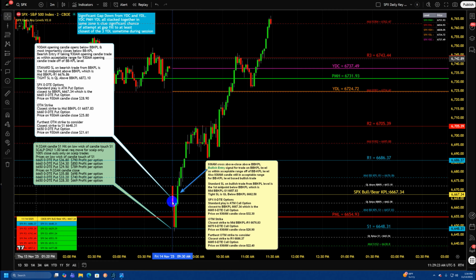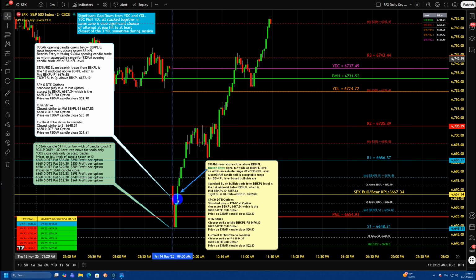And those acceptable ranges also apply to trades taken off of other main R or S levels below. So either the R levels above or S levels below, as we said earlier, you can take bullish or bearish trades off of any of the main levels with this indicator, those main levels being the bull bear KPL, the main R levels, and the main S levels. The midpoint levels and QL levels, as we'll explain in a minute, have different purposes and are not meant for taking trades off of.